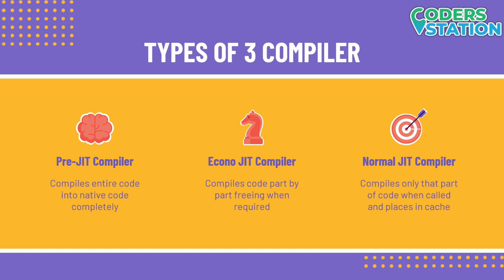And the normal JIT compiler also compiles only those methods that are called at runtime. These methods are compiled the first time they are called, and then they are stored in the cache memory of the computer. And when the same methods are called again, this compiled code from the cache is used for execution. This improves the time in execution of the code.